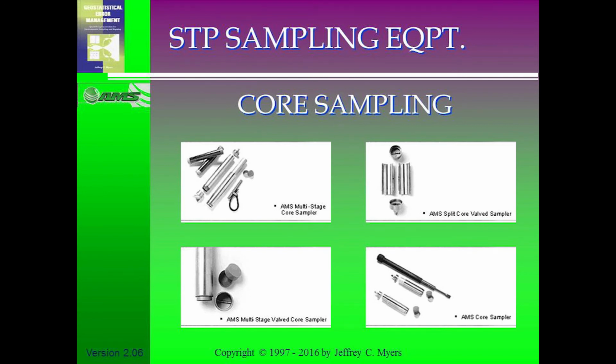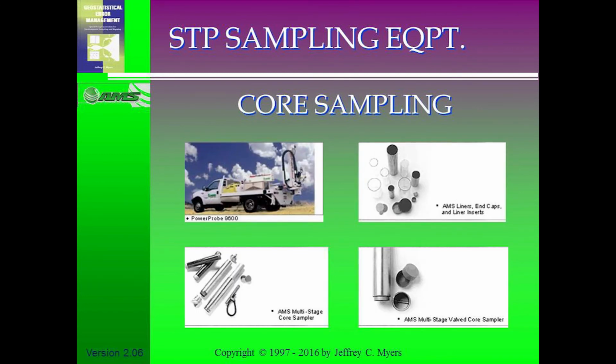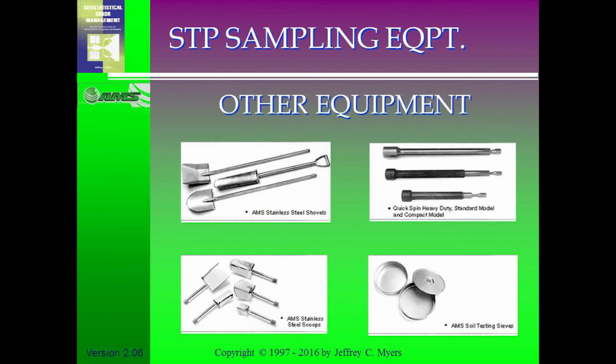Core sampling, always a bit of a challenge. These are small. In piles, sometimes you'd like a 4-foot core or more. And that's tough. Direct push kind of stuff. Core samplers. You can get longer ones, but they cost more. Shovels, scoops. Sieves are good for field screening. We'll see a couple of slides on incremental sampling.